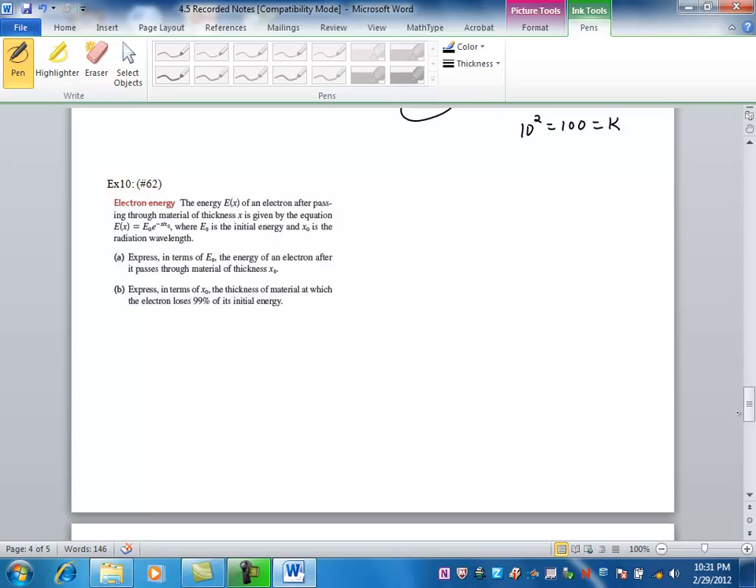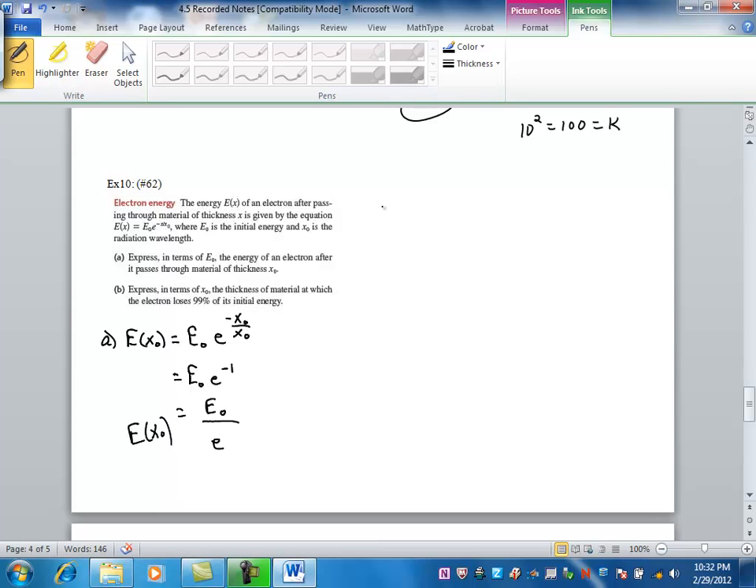So what we have here for part A is E of x sub naught is going to equal E sub naught e to the negative x sub naught over x sub naught. Alright, well, we see this becomes E sub naught times e to the negative 1. And remember here, we're solving for E of x sub naught, which is what we're looking for. Let's get that negative exponent out of here. E sub naught divided by e is big E of x sub naught. Alright, so we get a constant there, constant function.